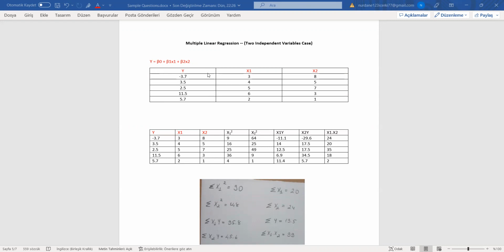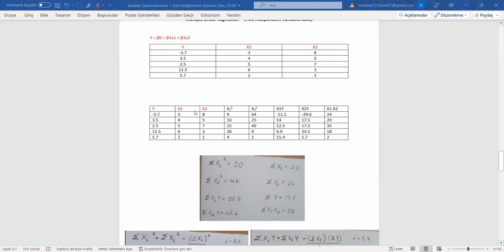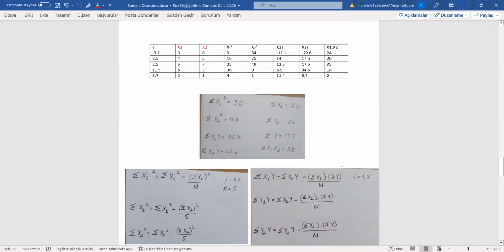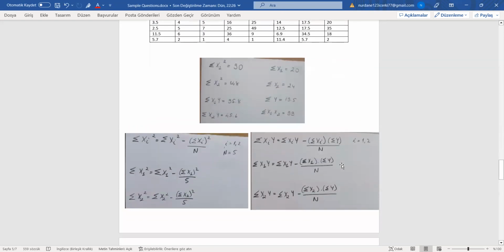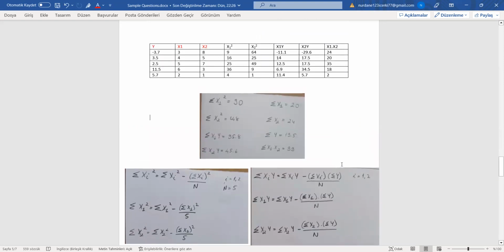Try to find these values, and these y, x1 and x2 values are already given, and by using these values we found x1 square, x2 square, and the other values. After using this, for example, for the x1 square column, we found the summation of x1 square value, it's 19, and the same for the others. In this video we are actually focusing on the calculation part and finding, as I mentioned, the coefficients of the beta values.